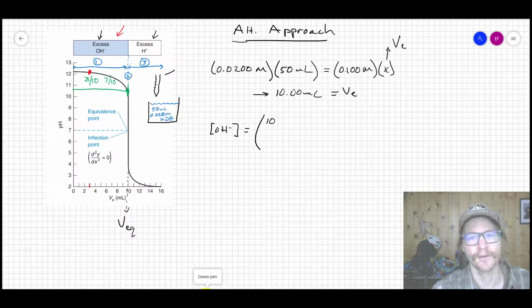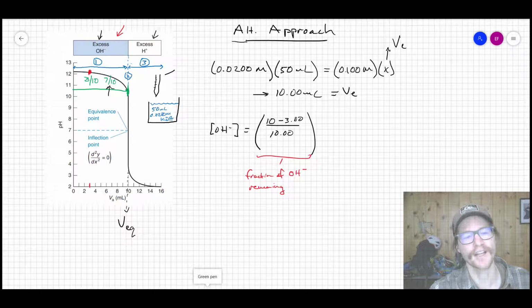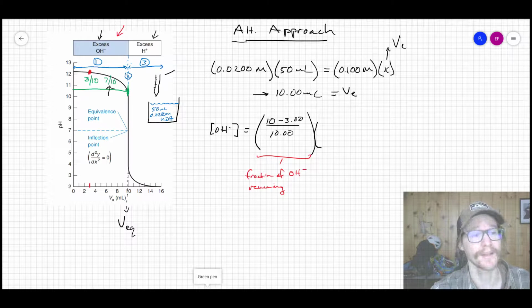So you take the original VE, which was 10, so how many milliliters it took to get to equivalence, minus the 3 milliliters of acid that we're adding, which was the previous problem, over 10, which is, again, the volume to equivalence, and this gives us the 7/10, right? 10 minus 3 over 10. So it tells us what fraction of OH remaining in the solution before equivalence. That's what it's telling us. And then if we know what fraction is remaining, we're going to multiply that by what the concentration of it was to begin with, right?